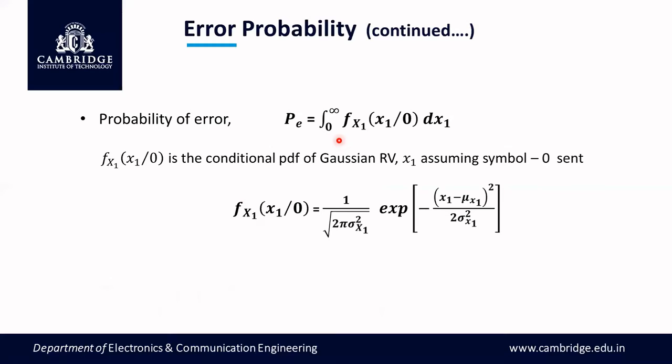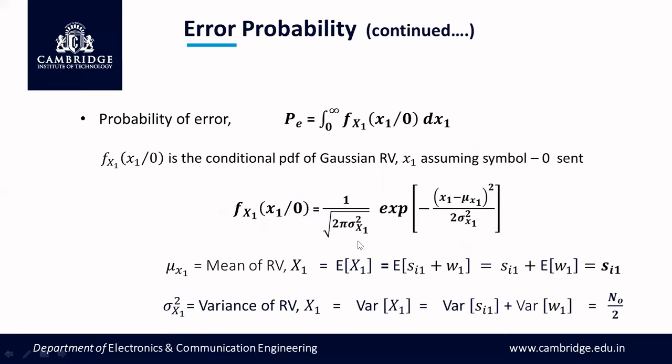But the variable x1 is a Gaussian random variable because x1 contains Gaussian noise. Hence, the probability density function is taken as a Gaussian distributed PDF. The right side of this equation is the probability density function of a Gaussian random variable. That's why fX1(x1) is explained with this equation, where mu x1 is the mean of x1 and sigma x1 square is the variance of random variable x1.